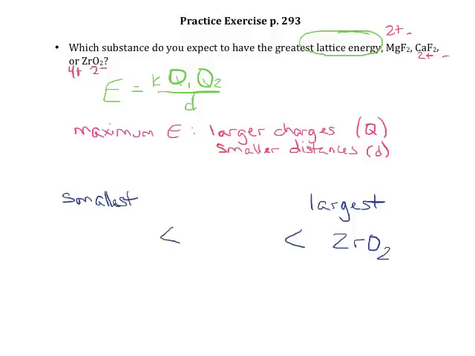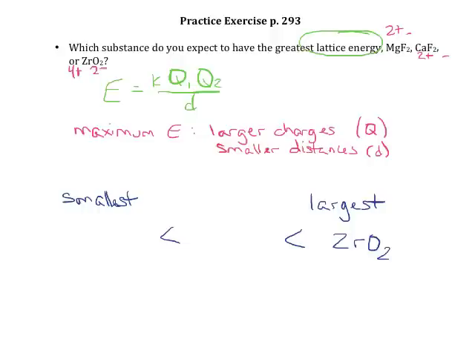Well, what about the other two? What about magnesium fluoride and the calcium fluoride? Can I rank those? Since the charges on these are identical, now we can start thinking about the distance. And the way we tell the distance between the atoms is we think about the atomic radius. So we know that fluorine is going to be exactly the same size because it's the same atom in both of them. So we need to look at the difference in size between magnesium and calcium.